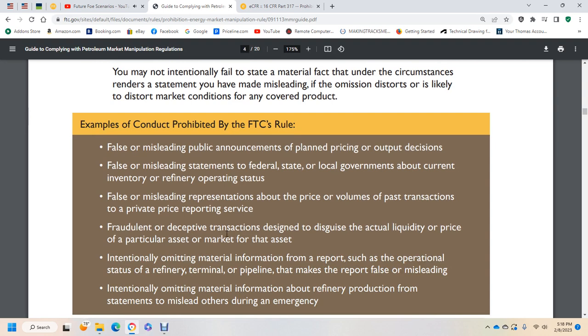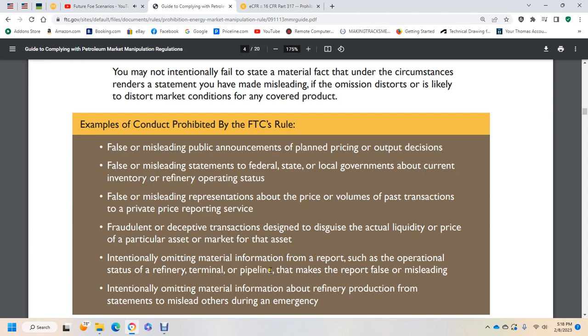Examples of conduct prohibited by the Federal Trade Commission rule: false or misleading public announcements about plans, pricing, output, or decisions; false or misleading statements to federal, state, or local governments about current inventory or refinery operation status; false or misleading representations of the price and volume of past transactions to a private price reporting service; fraudulent and deceptive transactions that skew the actual liquidity and the price of a particular assessment of the market for the assets.